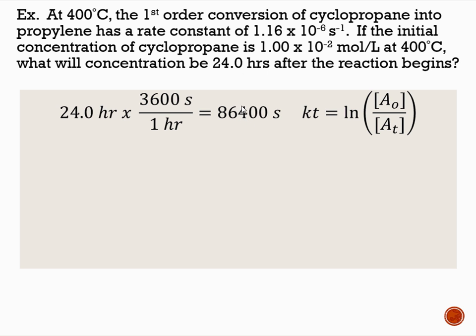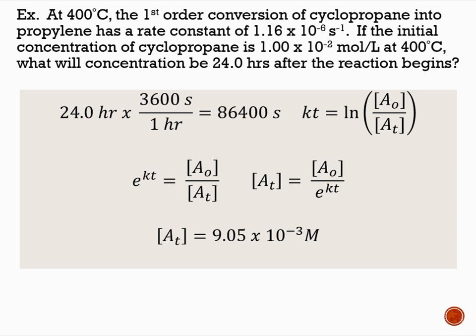And so this first step, I've done that. And then I've written a version of the formula here that we need to adapt to solve for the final concentration. And so what we're going to do is put e to the power of each side of this equation, pardon me, to get rid of the natural log, and that gets us to that, which we can then simplify and solve for our final concentration. So it ends up being original concentration divided by e to the power of our rate constant times time. And that gives us a final concentration of 9.05 times 10 to the negative 3 molar.